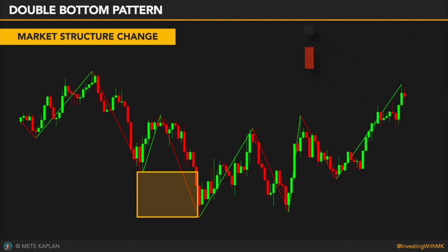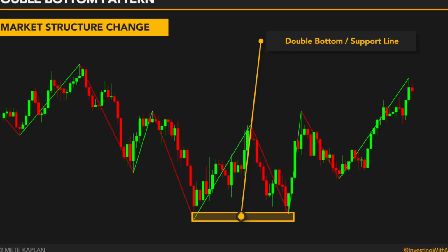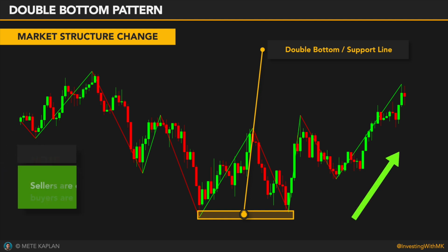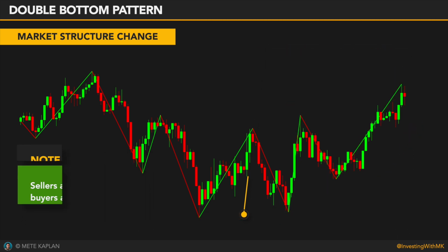So, at one point in time, the current lower low and previous lower low stay at the same level, creating a support line. That is the moment of end of the momentum for the downtrend. And our double bottom comes to life. So, sellers are exhausted and buyers are taking control of the price action.